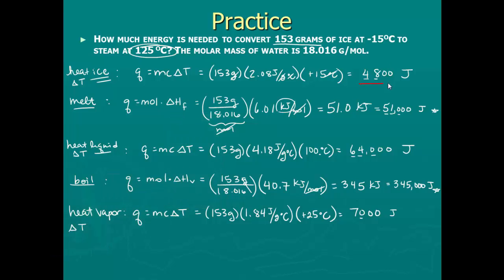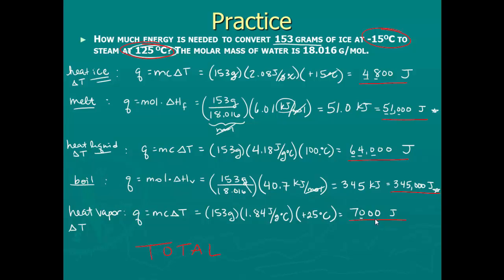The first step took 4,800. The second step took 51,000. Then 64,000. Then 345,000. Then 7,000. Okay. So all of these steps were required to get us from our starting point of negative 15 to our ending point of 125. So our total is literally the total. You're going to add these 5 things that I've underlined and get the right number of sig figs as well.